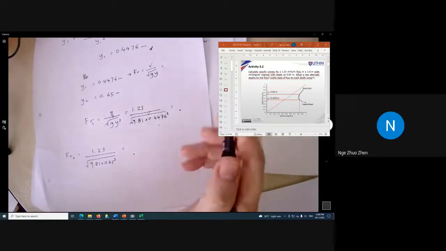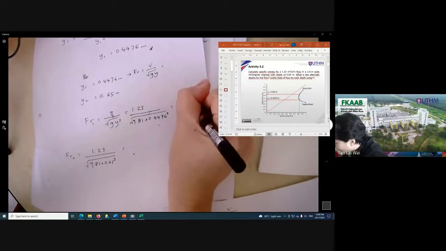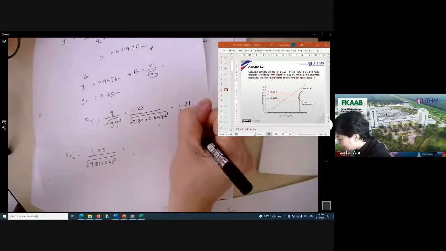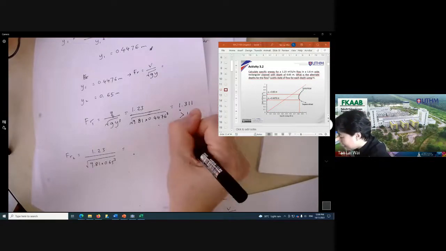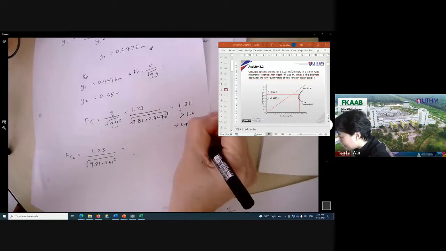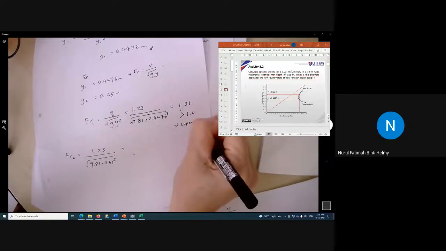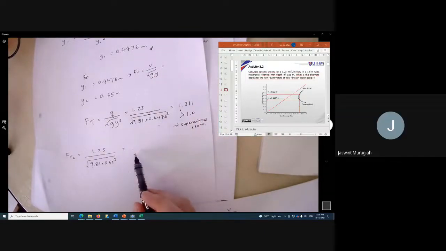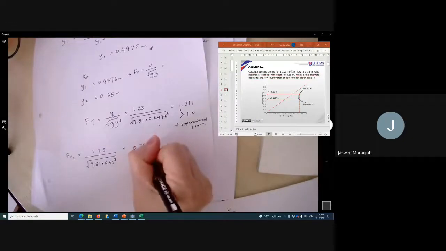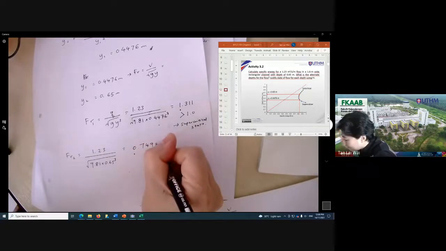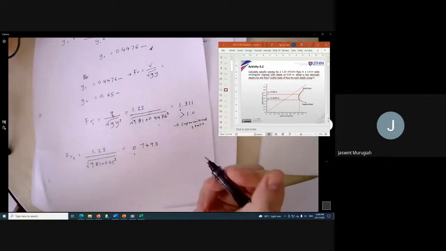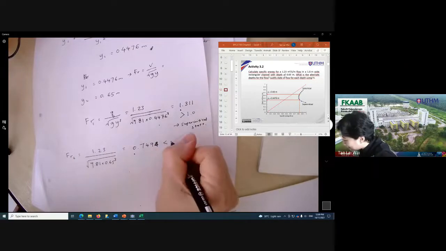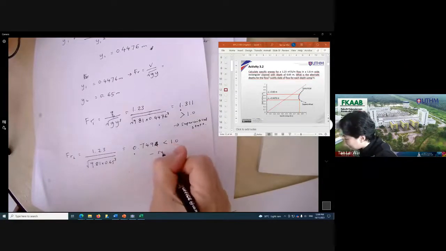1.311. This one 1.311. Yeah. Okay, thank you. No unit, right? So this is greater than 1. This is supercritical. Correct or not? Correct. Then this one? 0.749. 0.7493? Okay, thank you. This is less than 1. So it's subcritical.